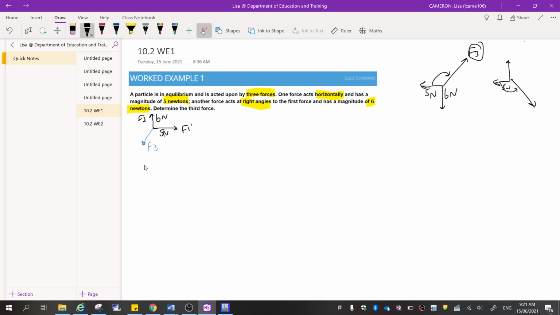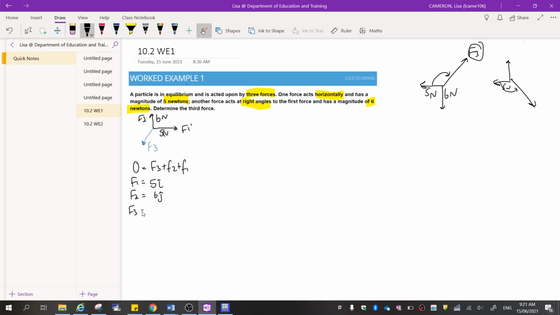So the first thing that we're going to note is that if it's in equilibrium, that means the sum of these three forces is going to be equal to 0. Now, I'm going to start by defining my forces. So I've called this one F1. It wouldn't matter if I called it something different. And it is 5i because it's only going across in this positive direction. Force 2, for the same reason, is going to be 6j. It is 6 units up, only in the y-axis.